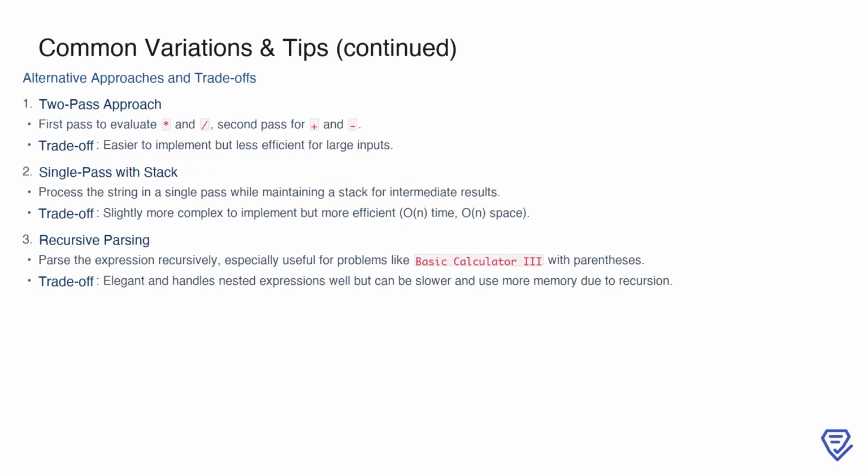There are several alternative approaches to solving this problem, each with its own trade-offs. The two-pass approach involves evaluating multiplication and division in the first pass, then handling addition and subtraction in the second pass. While this method is straightforward and easier to implement, it's less efficient for very large inputs.